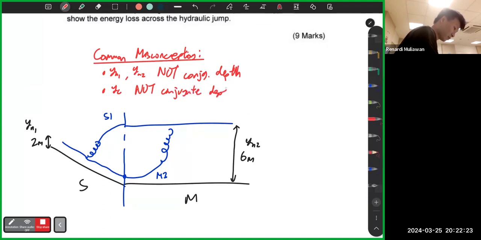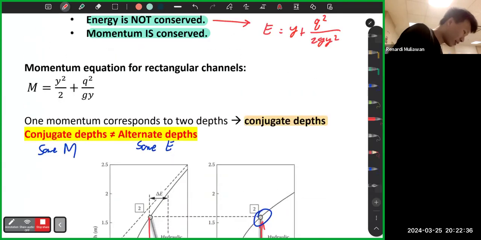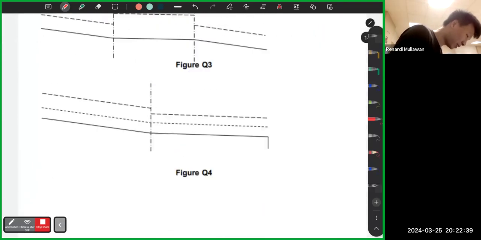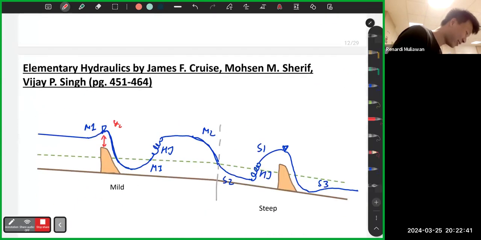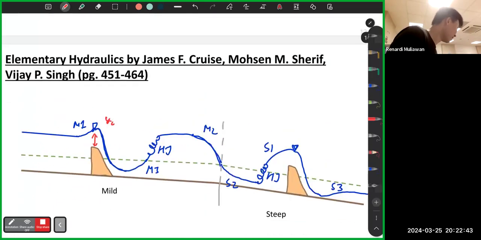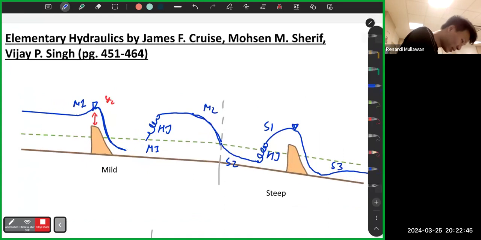These are the two most common misconceptions. They think yn1 and yn2 are the conjugate depths. They think yc is one of the conjugate depths. The answer is no, they are not. So when I draw the hydraulic jump here, I purposely try to not start from yc, because some people know this M3, and they tend to draw it to yc, then draw the hydraulic jump. This is not always the case.